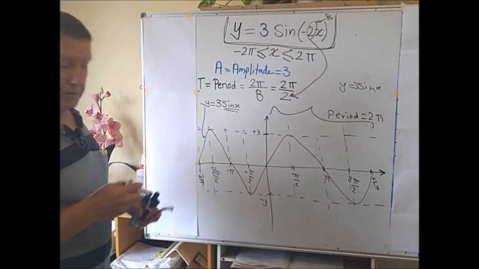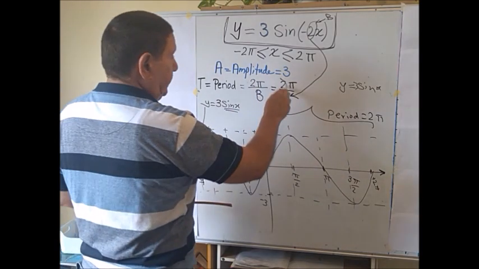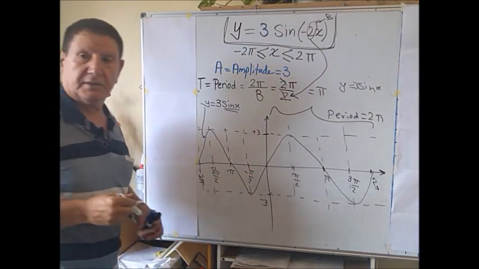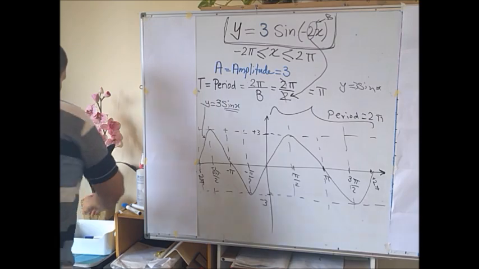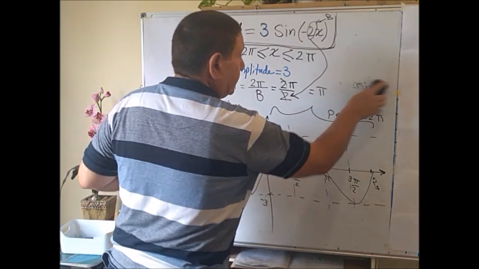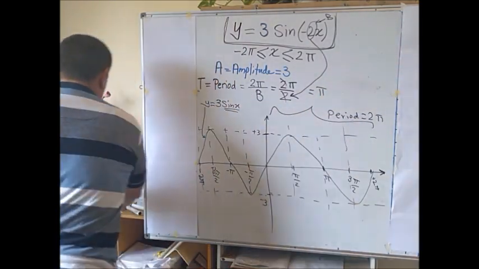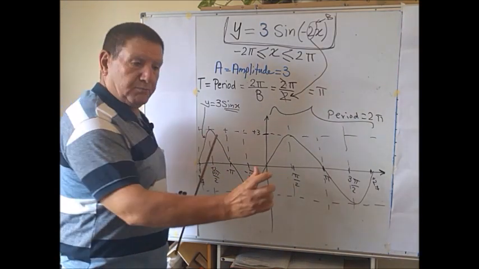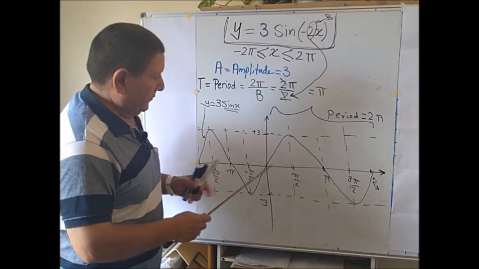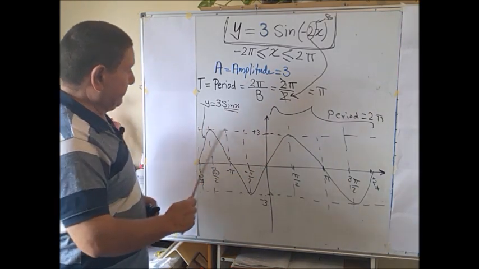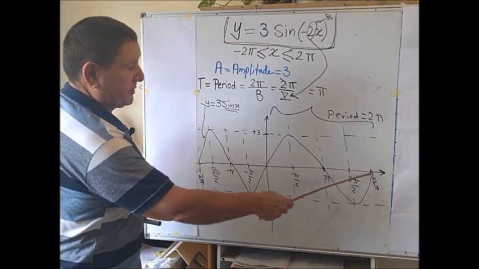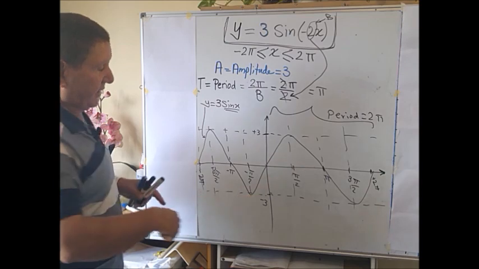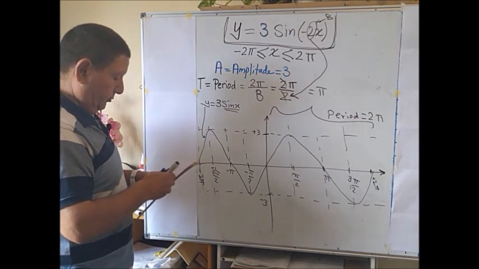So the 2 over 2 cancel, and the period for this function is pi. It means the wavelength is pi, that is, it's smaller. For y equals sine x, the period was 2 pi, but for y equals sine 2x, it's half of that. So we go with that.